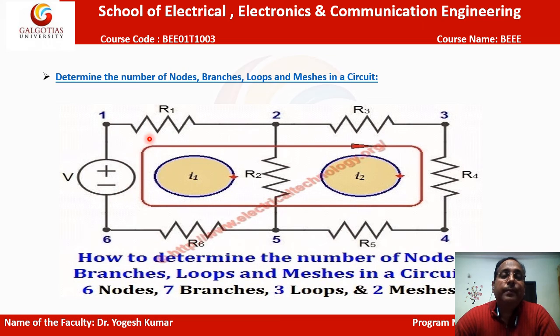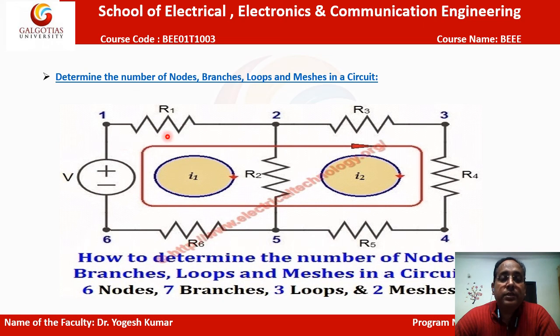Nodes means any components that are connected in such a way, like 1 and 2 are nodes, third is also a node, fourth is also a node, 5 is also a node, 6 is also a node. So the total number of nodes for this particular circuit is 6, as I have written there. And branches: 1 to 2 is one branch, 2 to 3 is another branch, 3 to 4 is another branch, 4 to 5 is another, 5 to 6 another, 6 to 1 is another branch, and another branch is 2 to 5. So 1, 2, 3, 4, 5, 6 and 7, the total number of branches is 7.